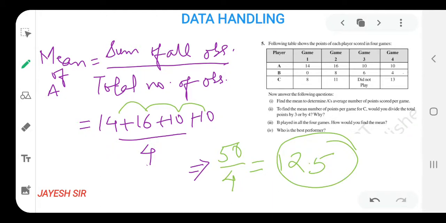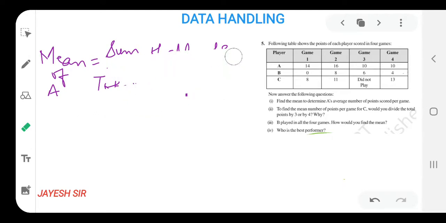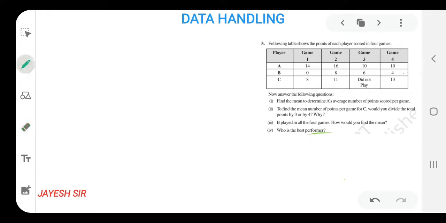So let us begin with the second sum. What is the second sum? To find the mean number of points per game for C, would you divide the total points by 3 or 4? It is asking whether you will divide by 3 or 4. Why? Because he has not played one game. Yes, he has not played one game.